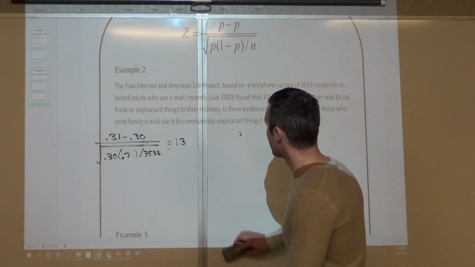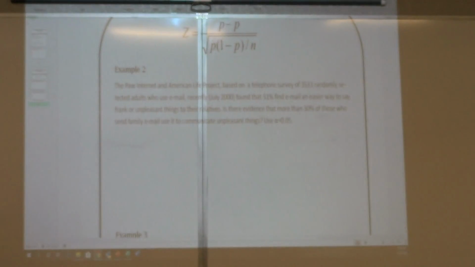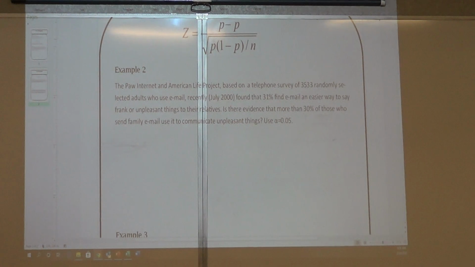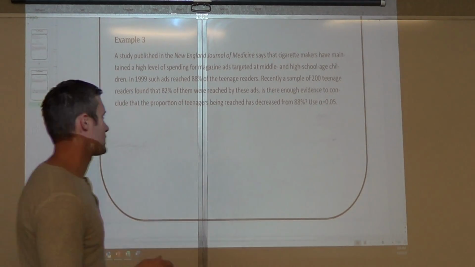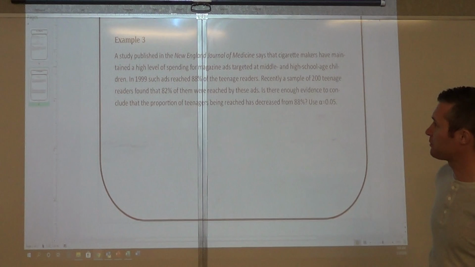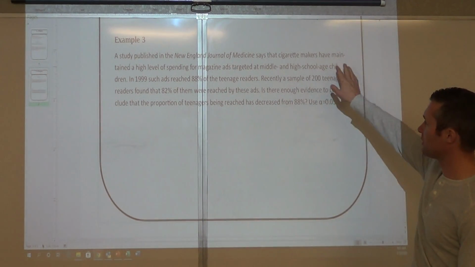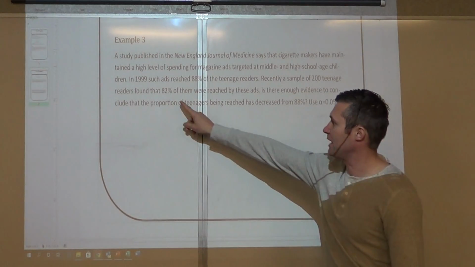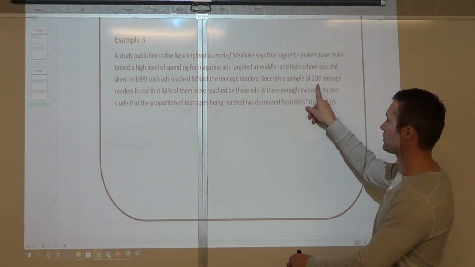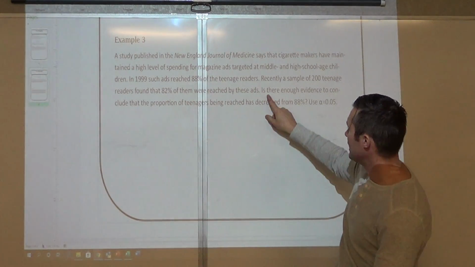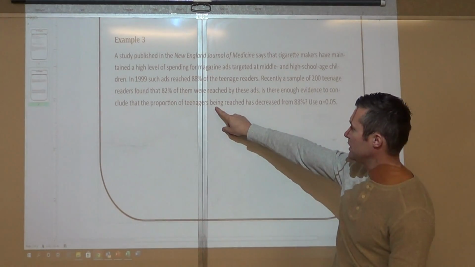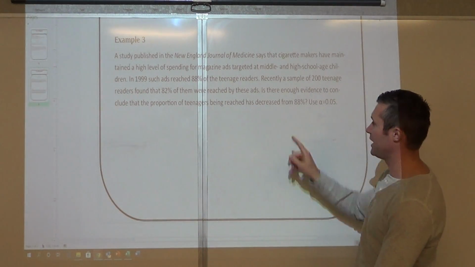So last example that we'll go through, for sample proportion. A study published by the New England Journal of Medicine said that cigarette makers who have maintained a high level of spending for magazine ads target middle and high school. So a sample of 200 teenagers found 82% of them were reached by the ads. Here's our sample, so that's our sample proportion. Ads reach 88%, that's our population. Is there enough evidence to conclude the proportion of teenagers being reached has decreased from 88%?